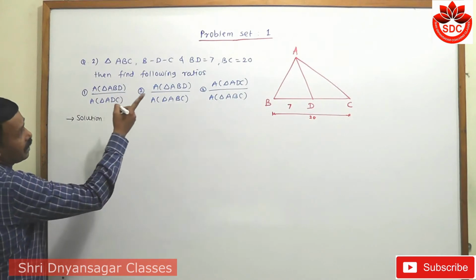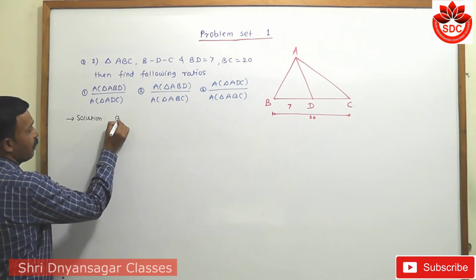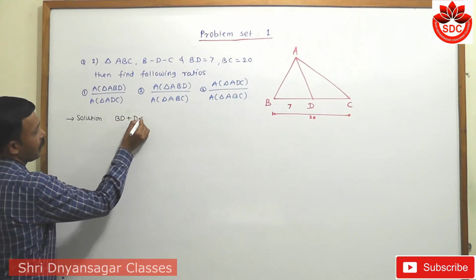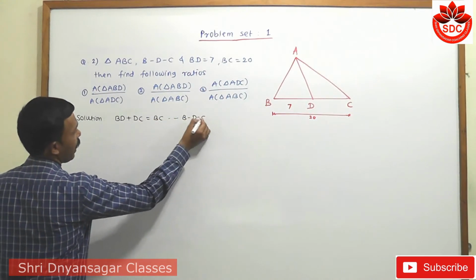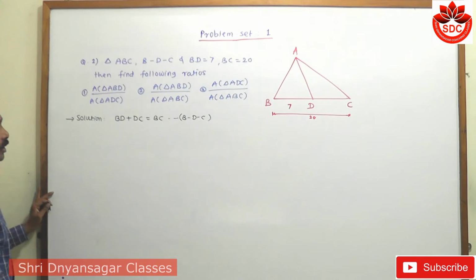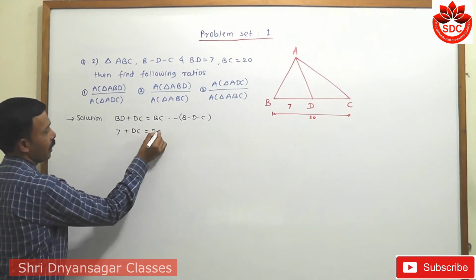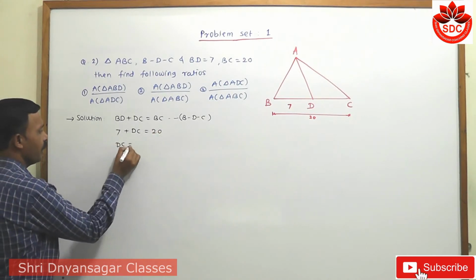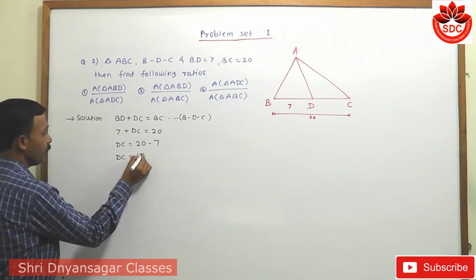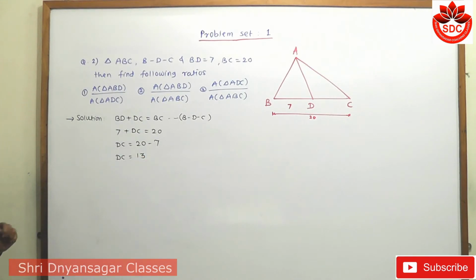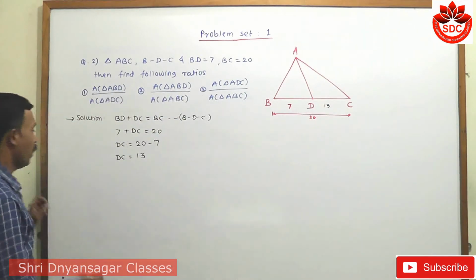Now first, BD is given, BC is given, so I have to first find the value of DC. Means BD plus DC is equal to BC, because of the in-between property, B-D-C. Substitute the values: BD is 7 plus DC, which we have to find, BC is 20. Then 7 transposes to the other side. Then what is the subtraction? 13. This is the value of DC. DC is 13.